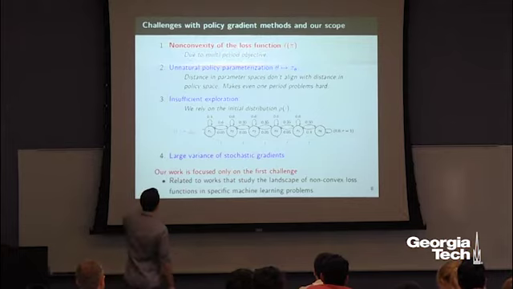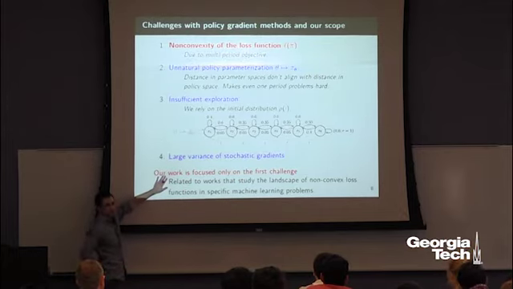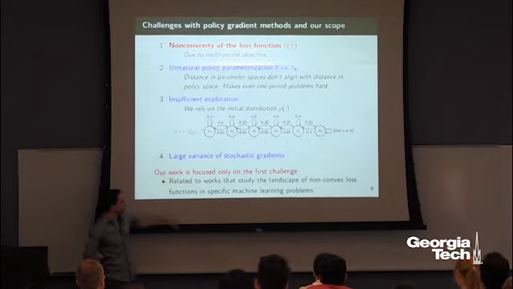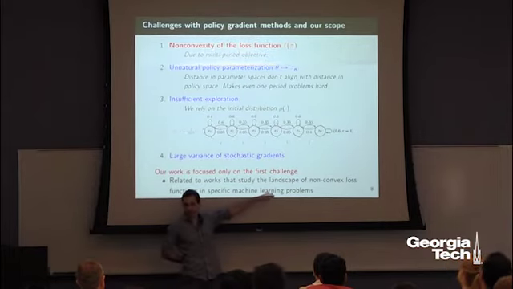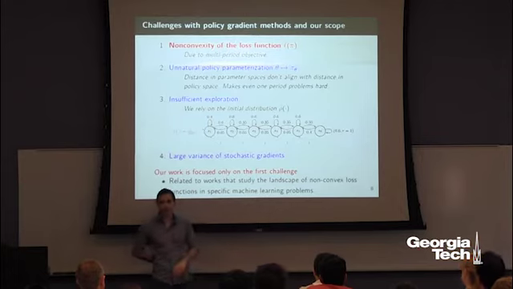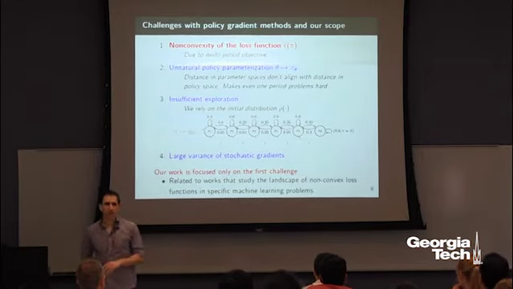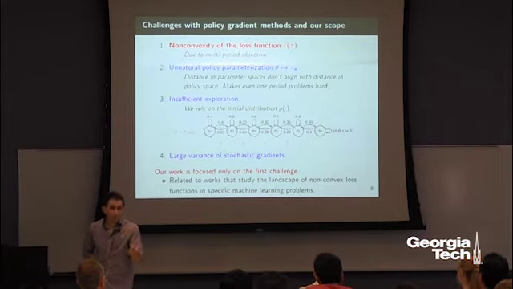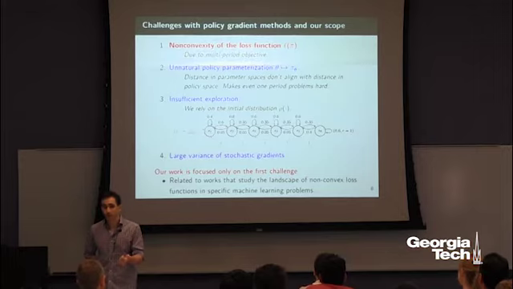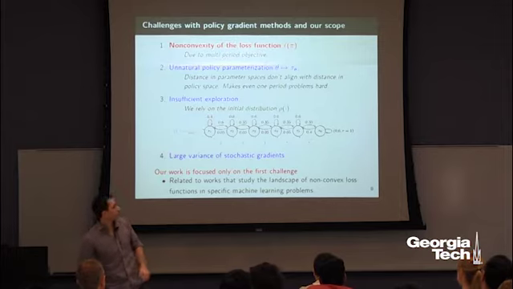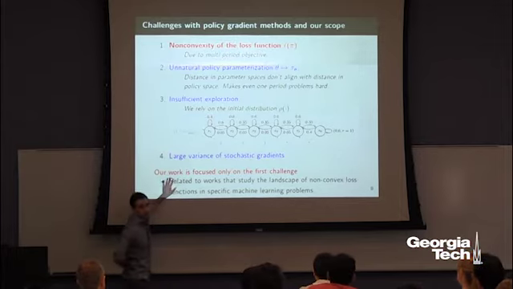So conceptually, you should think of what we're doing here as being related to a line of work that, for a bunch of specific machine learning problems, is looking at the landscape of the non-convex loss function and trying to understand: if we have methods that reach local minima of this non-convex loss, are those local minima any good? And if so, why? And I'm trying to do that for policy gradient methods.